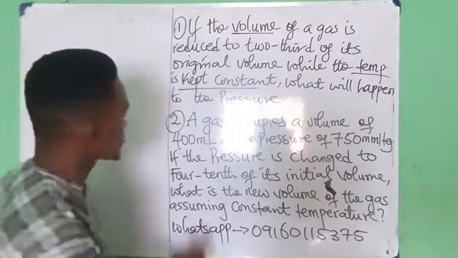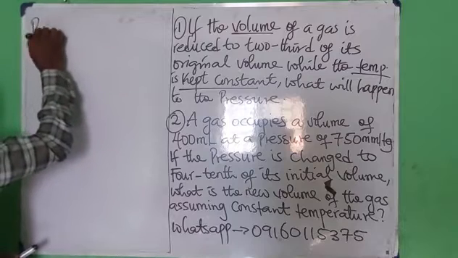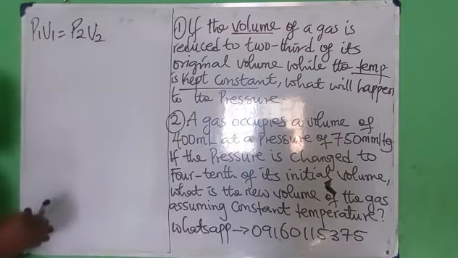Very, very important. Now, what do you do first? Write out the formula, which is P1V1 equals what? P2V2.